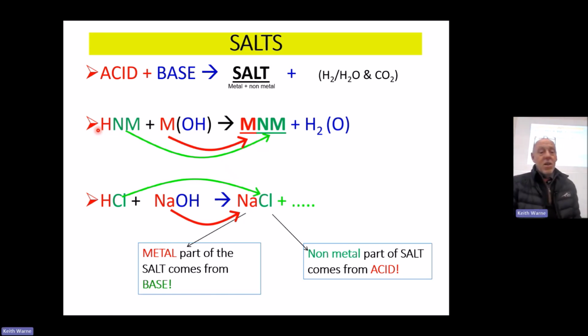So that's a general example, and this one here is a specific example. Hydrochloric acid and sodium hydroxide. The salt that's going to be made is sodium chloride. The sodium comes from the base. The chloride comes from the acid. And here I've said it in words. The metal part of the salt comes from the base. The non-metal part of the salt comes from the acid. That's what you need to remember. If you remember that, you'll be fine.